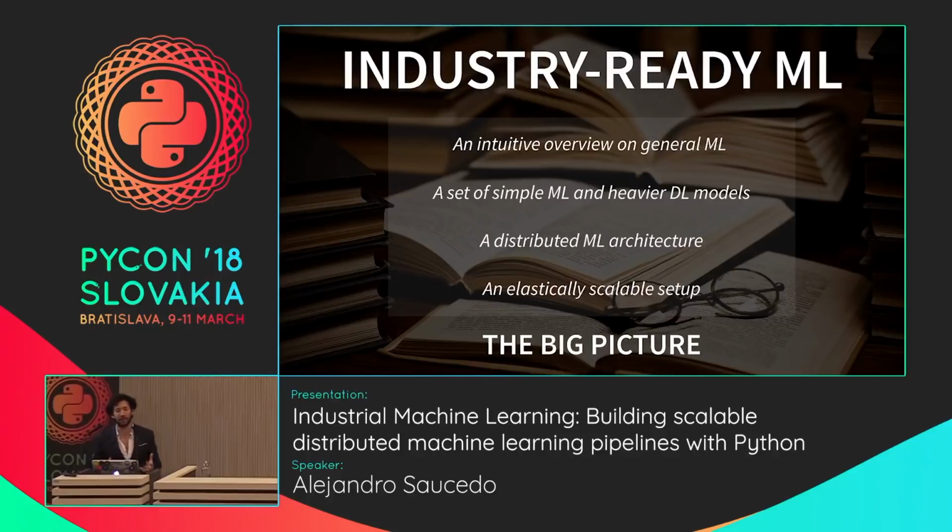In terms of the talk, we're going to start with just an intuitive overview of general machine learning. So I assume that most people here will have at least an intuitive understanding, so we're going to go through that fast. Then we're going to try to build a single set of machine learning and heavier deep learning models. Then we're going to jump into building a distributed architecture, and then understanding how we can scale it up.